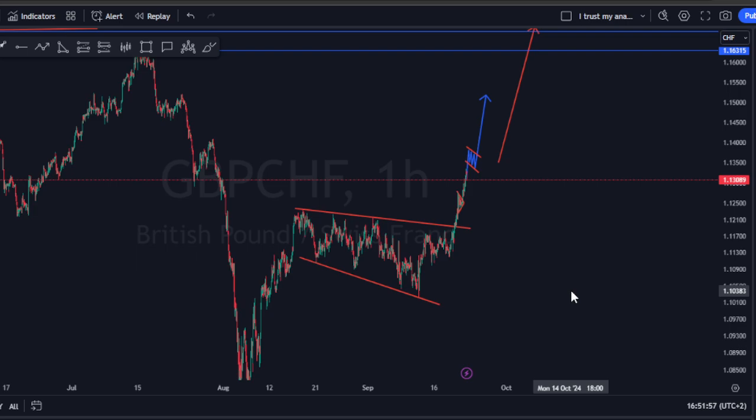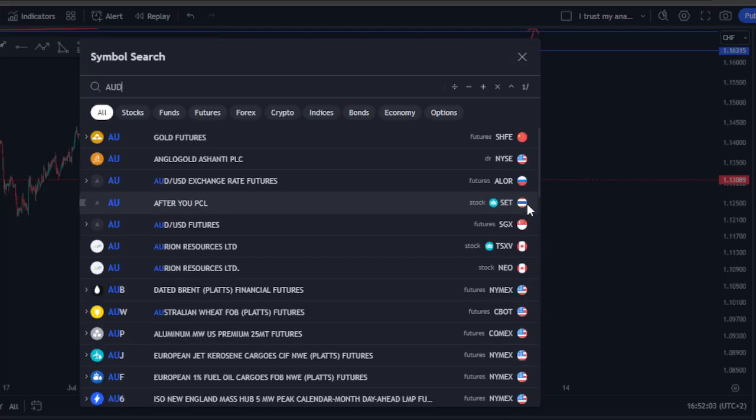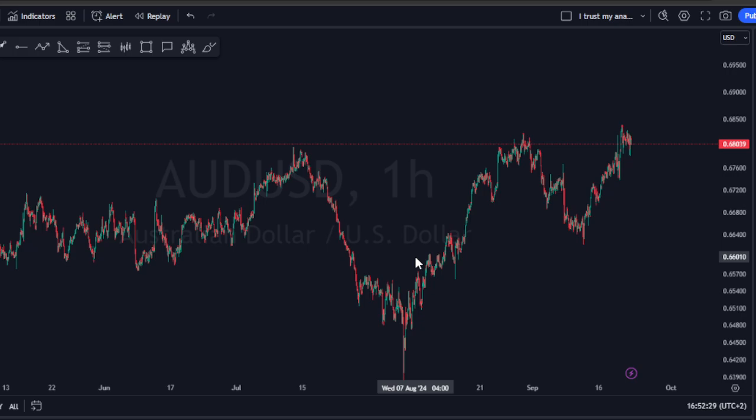Like I always say, we might have different trading strategies, but as long as we get the same direction, that's all that matters. So now we just want to look at AUD USD. There we go. Just looking for the one where I did analysis on previously. This is the pair. Let me go to the daily.